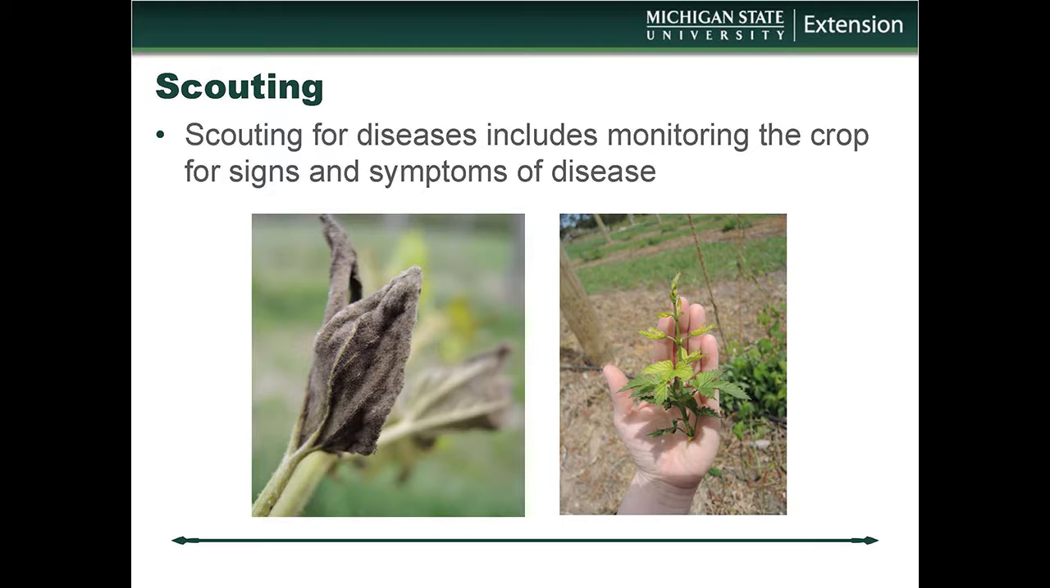Scouting for diseases includes monitoring the crop for both signs and symptoms. Signs are visible physical parts of the pathogen. These are spore-bearing structures of downy mildew on the underside of the leaves here, which give that dark, fuzzy gray appearance. This is a sign of a systemic downy mildew infection. We see these short internode lengths, and there's a chlorotic coloring to the leaves, kind of yellowing there. These are both indications of downy mildew infections.